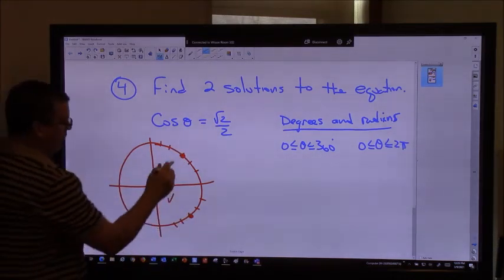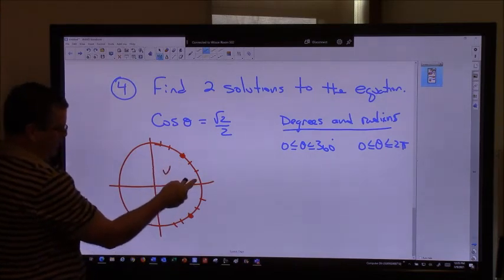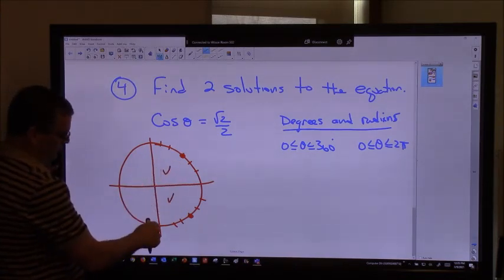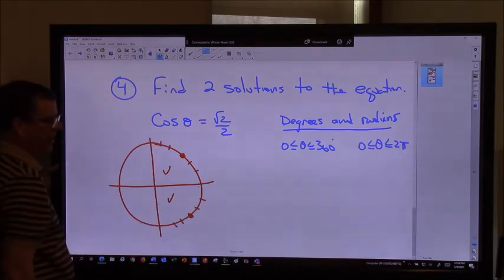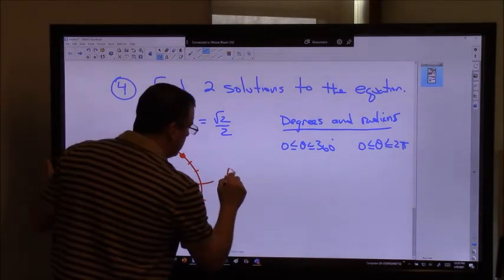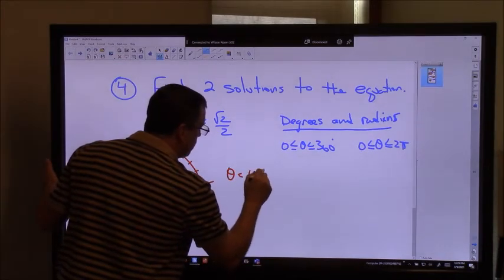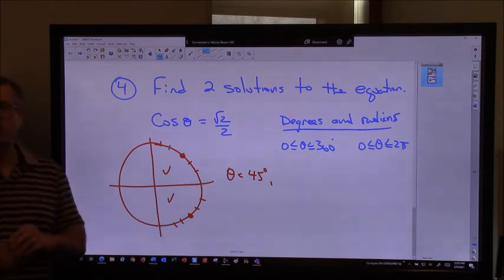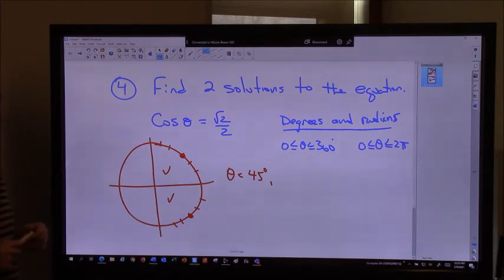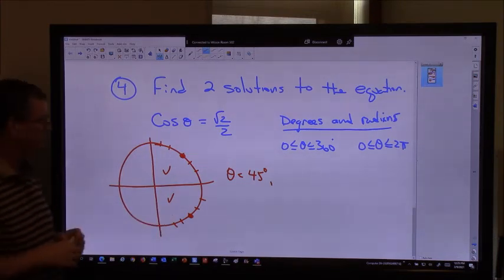So there it is. I've got 45 degrees and I've got 270 plus another 45. Or 360 minus 45. So theta is going to equal 45 degrees. And let's see, 270 plus 45, that's going to be 315.